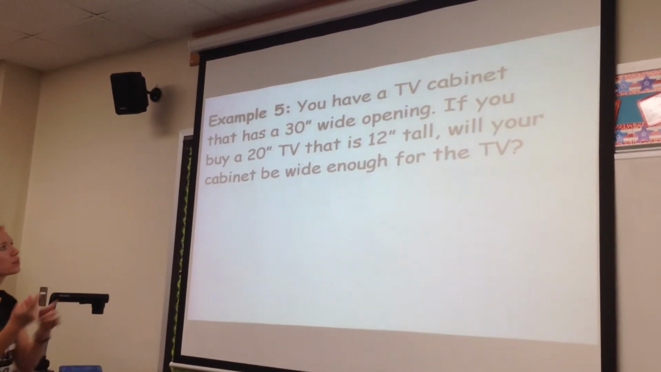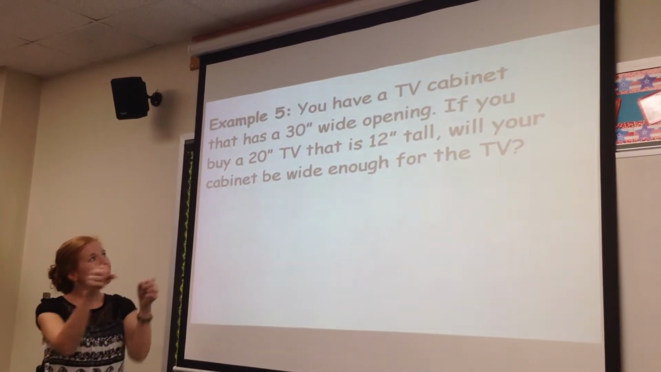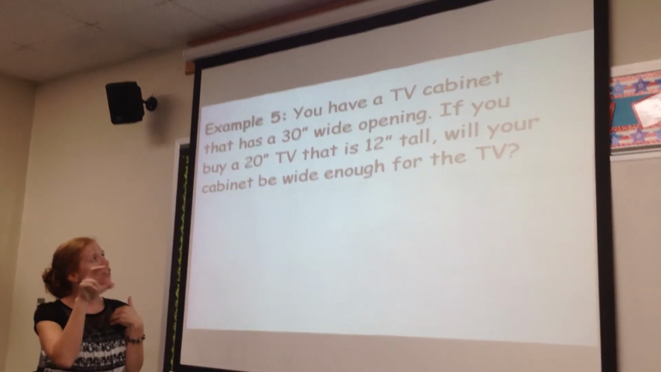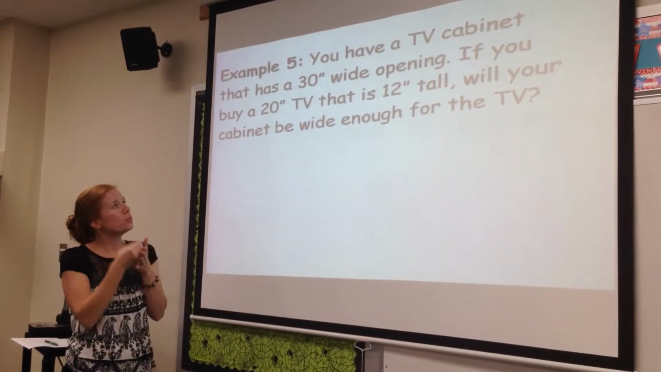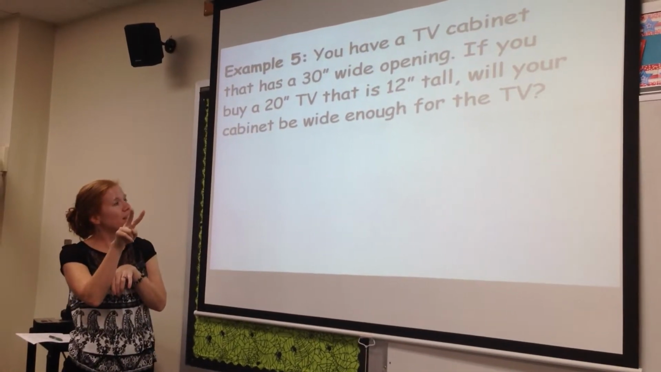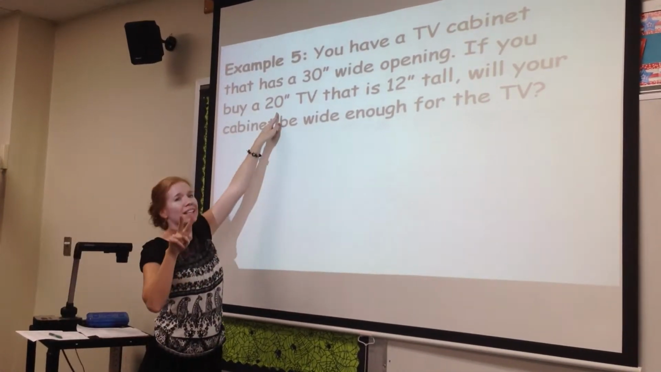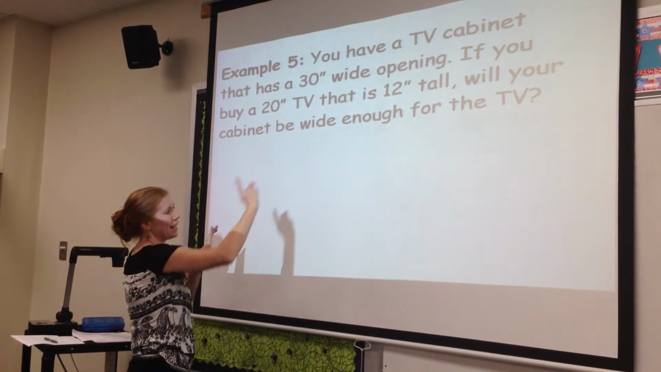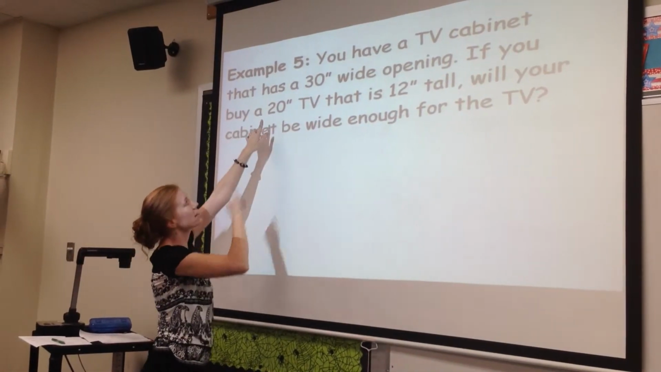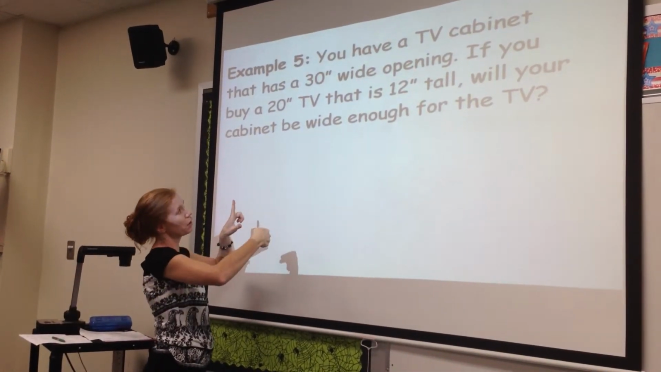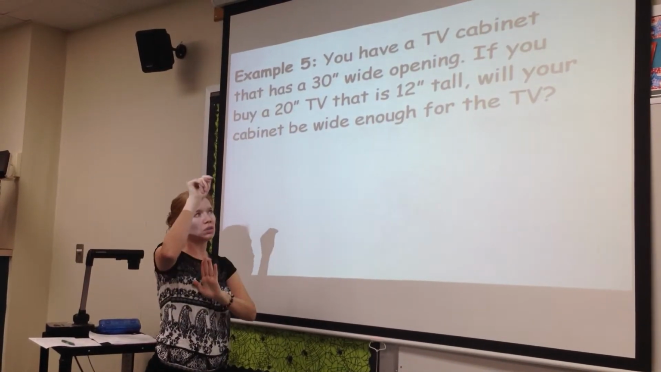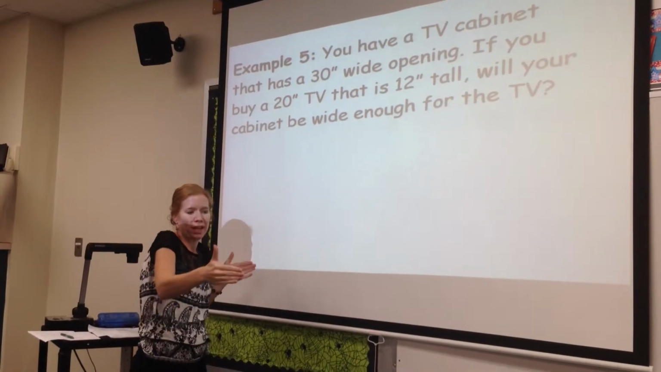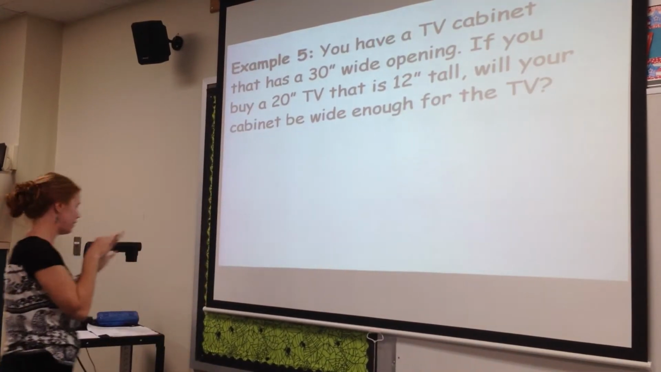All right, last one. It says you have a TV cabinet that has a 30-inch wide opening, okay? You want to buy a 20-inch TV. Okay, when you buy TVs, the measurement is the diagonal. So this is going to be my hypotenuse. It says the TV is 12 inches tall. How much is the width? Okay, let's see if it fits.